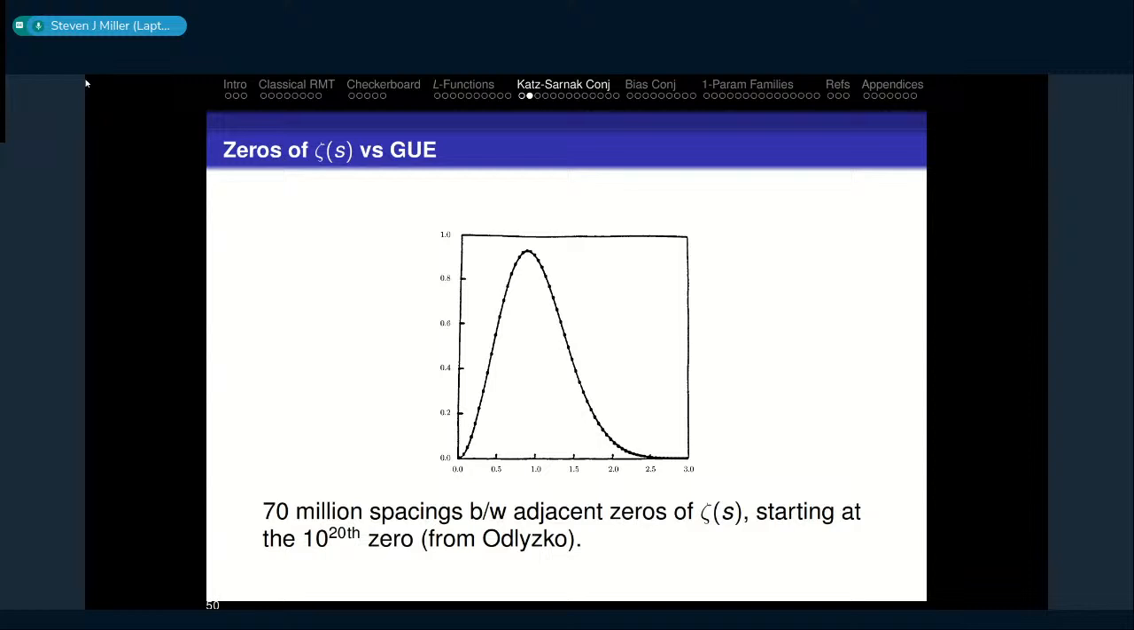So the Katz-Sarnak idea was to look at a family of L-functions. Maybe look at all elliptic curves where you have some fixed polynomials A(t), B(t). We'll look at all Dirichlet characters of a given conductor. We'll look at all cuspidal newforms of a given level and weight, and average over all of them, and then get some idea of what's going on on average near the central point.